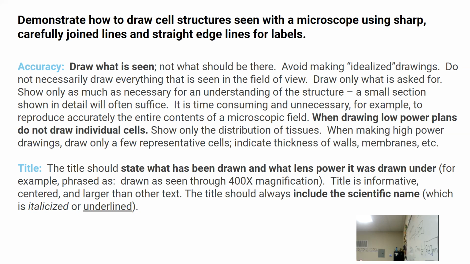When drawing low-power plans, do not draw individual cells. Okay, if you're drawing a mosquito on low power, you're just going to draw the shape of the mosquito, maybe the eyes, maybe the antennas, maybe the legs. You're not going to draw every single cell of the mosquito, right? Okay. Show only the distribution of tissues.